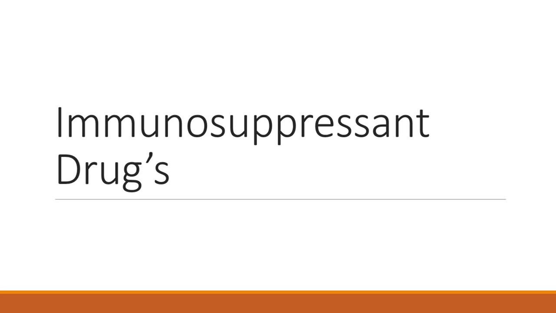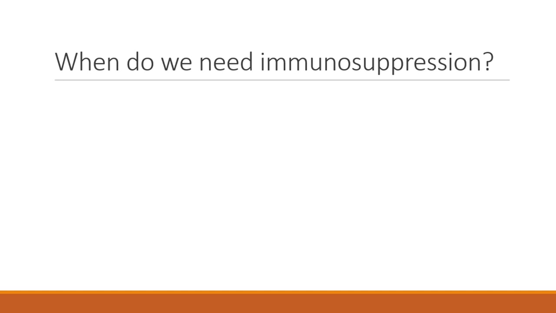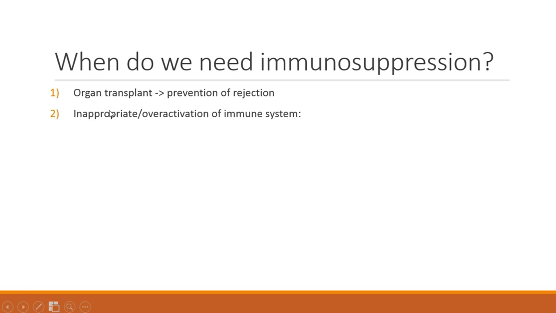In today's lecture series, we will talk about immunosuppressant drugs, specifically focusing on corticosteroids. Now, before we get into it, let's try to answer this basic question on the screen right now. When do we need immunosuppression? Well, there are two instances where immunosuppression is absolutely vital. Firstly, in organ transplantation, in order to prevent rejection of the new organ. And secondly, if there is inappropriate or overactivation of our own immune system.